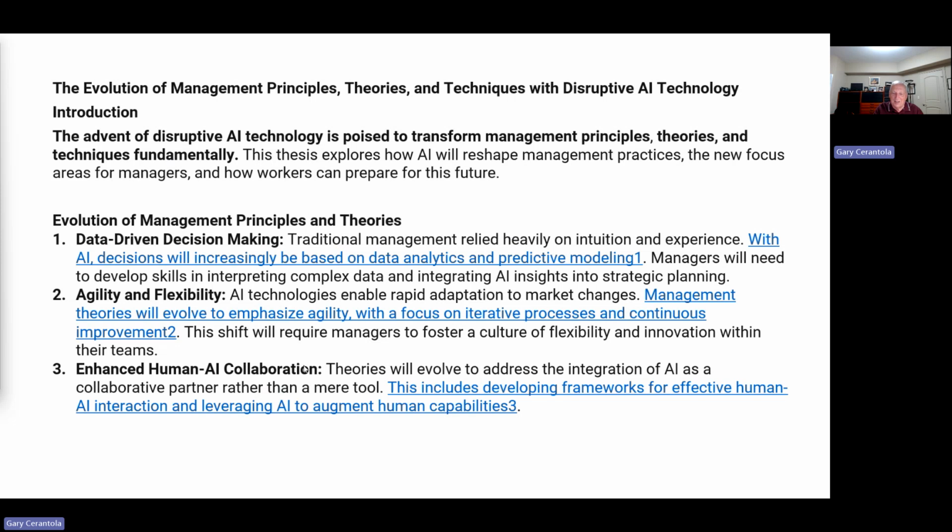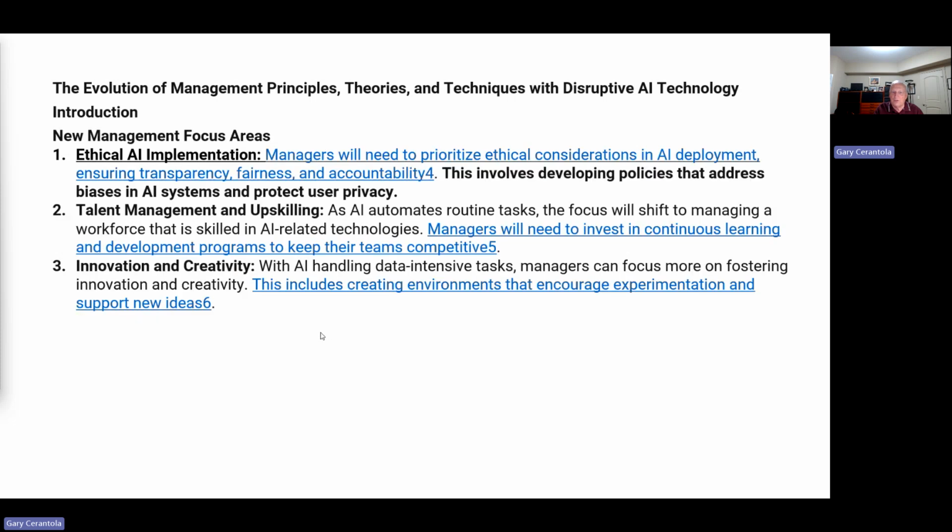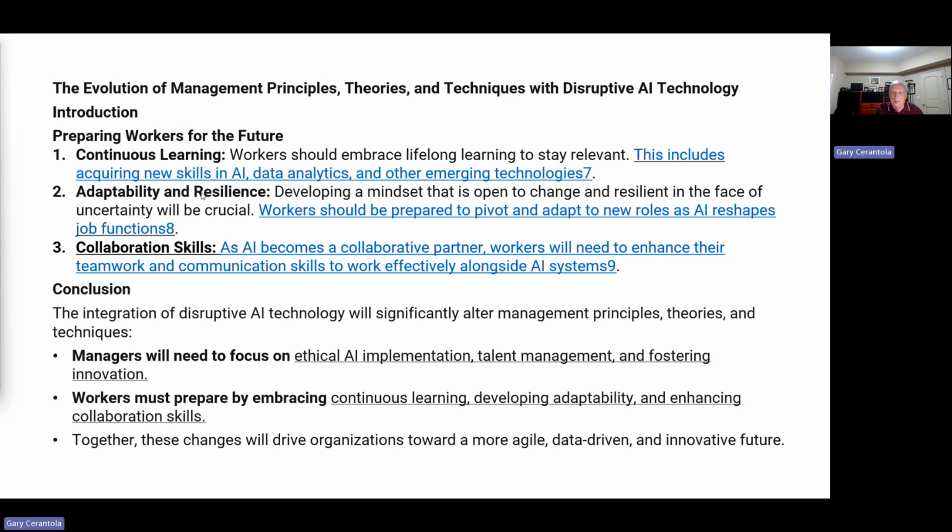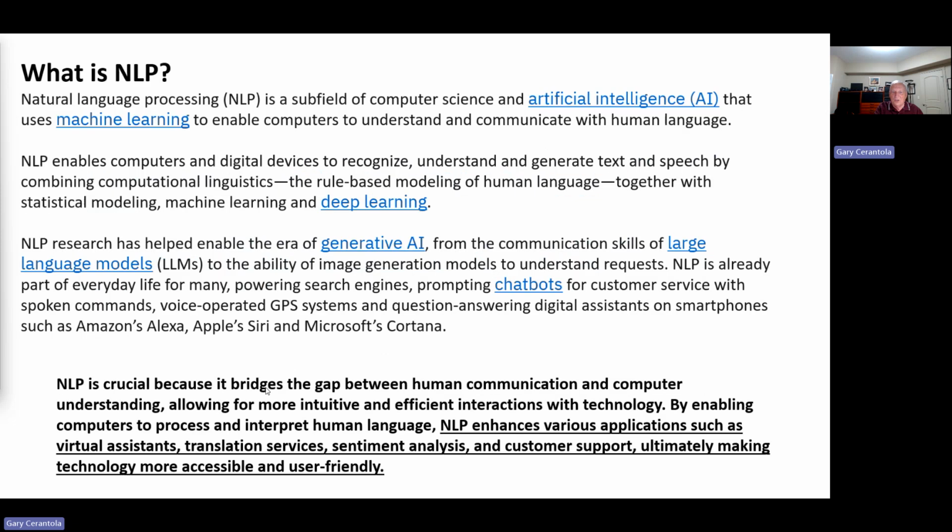So this is a key slide in terms of really knowing where you could take things, and it'll really prepare you for the future. So new management focus areas: ethical AI implementation, talent management and upskilling, innovation and creativity. So preparing workers, a lot more continuous learning, adaptability and resilience, and collaboration skills. So in conclusion, managers need to focus on ethical AI implementation, talent management, and fostering innovation. And workers need to get ready to embrace continuous learning because they can be displaced. So those are the key things.